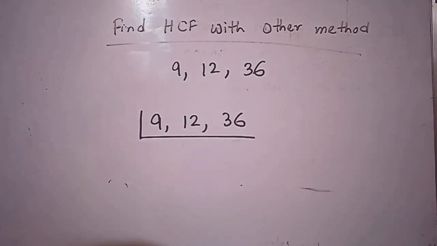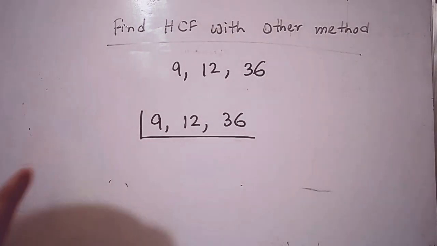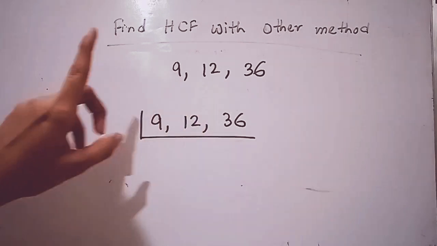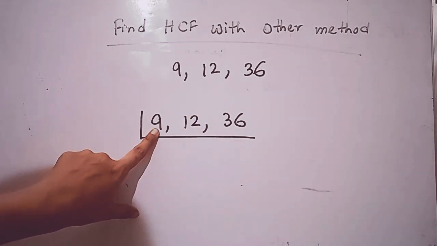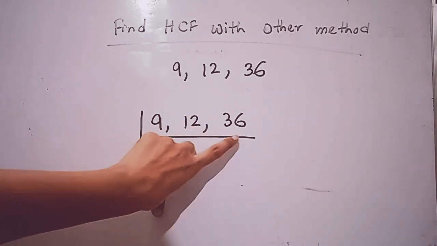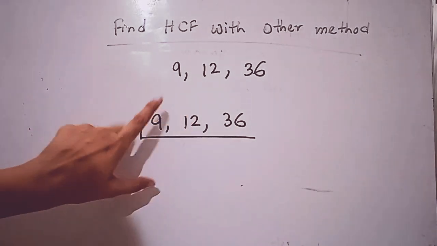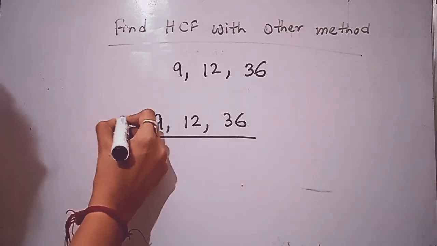So I have to divide 9, 12 and 36 with a number. That number should divide all three numbers. It cannot happen that I can divide 9 but cannot divide 12. Like I can divide 9 by 3, 12 by 3 and 36 by 3. But I cannot divide 9 by 2. So if I write 2 here, suppose I am writing 2 here.